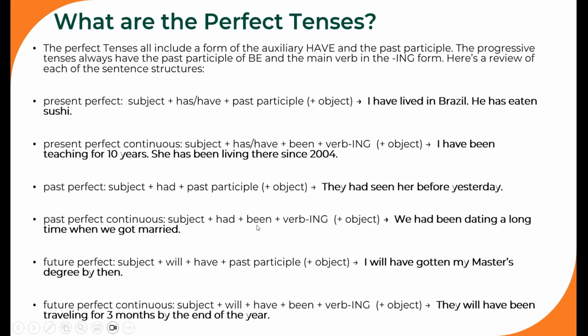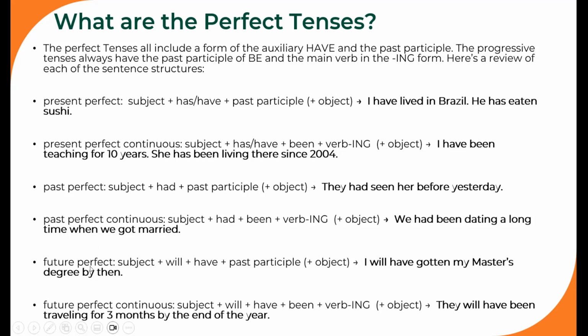The past perfect continuous. The auxiliary verb had, plus the verb be, plus ing. We had been dating a long time when we got married. Okay? This is the structure.